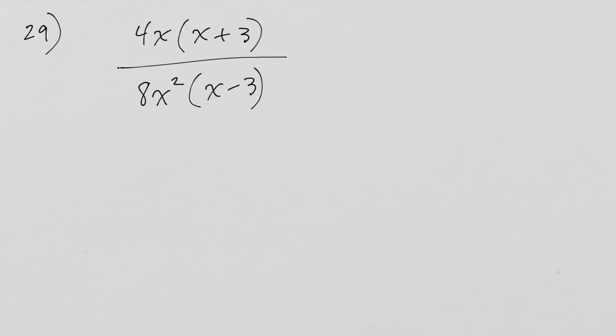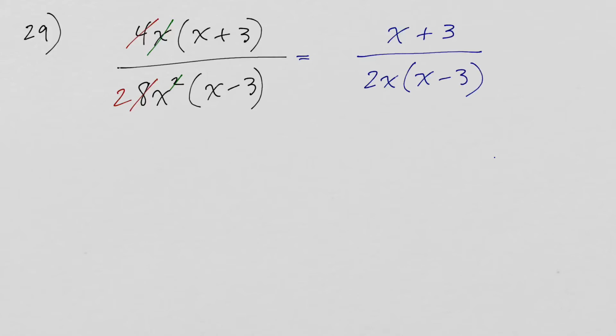Okay, when we start canceling, we say 4 goes into 4 once, but into 8 twice. And we cancel one of these x's up here with one of them over there. We cannot cancel x plus 3 and x minus 3 because they're not opposites or anything like that. So now we just have an x plus 3 on the top. Notice I removed the parentheses because they would be redundant. And on the bottom, we have a 2x and an x minus 3 on the bottom.